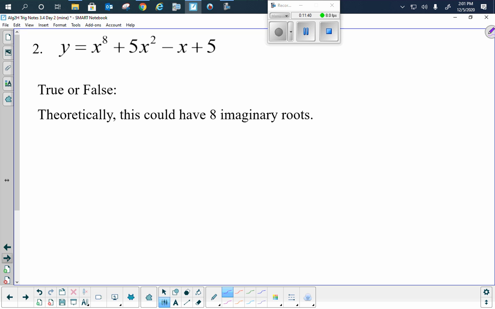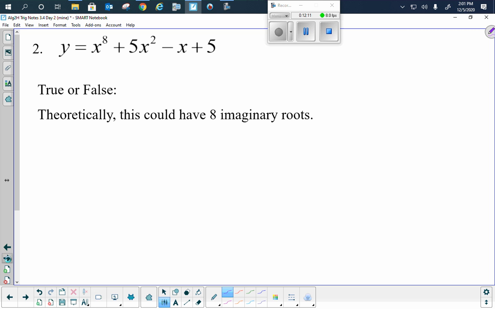All right, think about what we've talked about. Imaginary roots come in pairs, so don't forget that. And they come in conjugate pairs. So if they come in pairs, can pairs add up to 8? Or I might be thinking about the end behavior for something that's x to the 8th. Either way, you should be able to come up with some sort of answer.